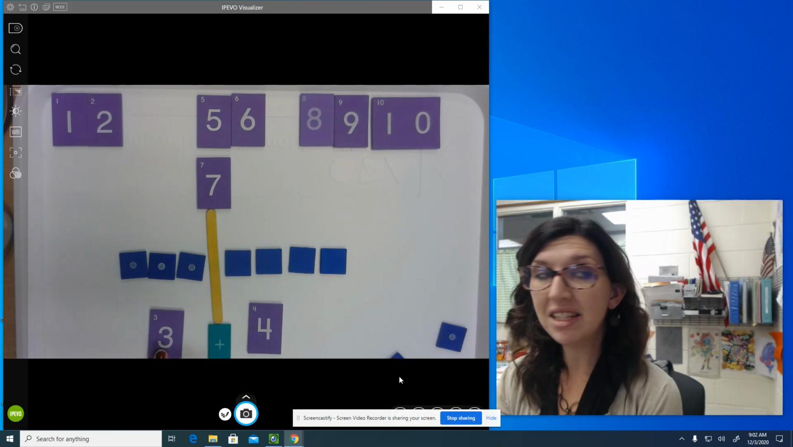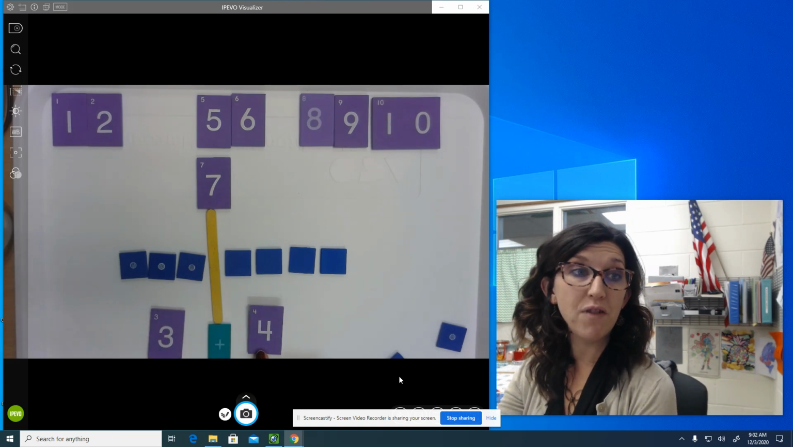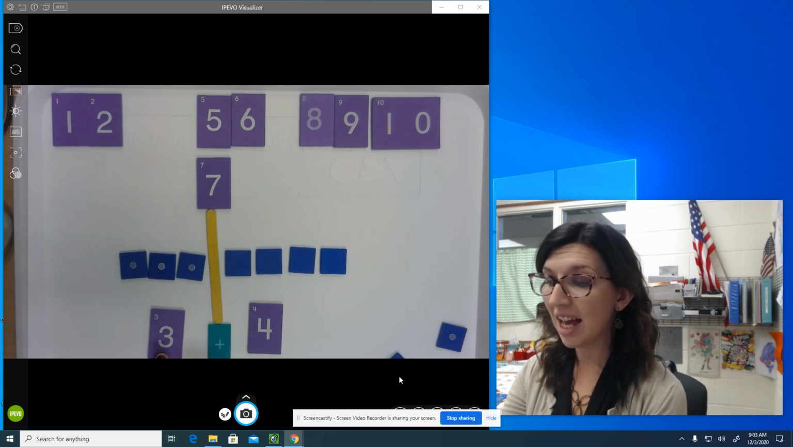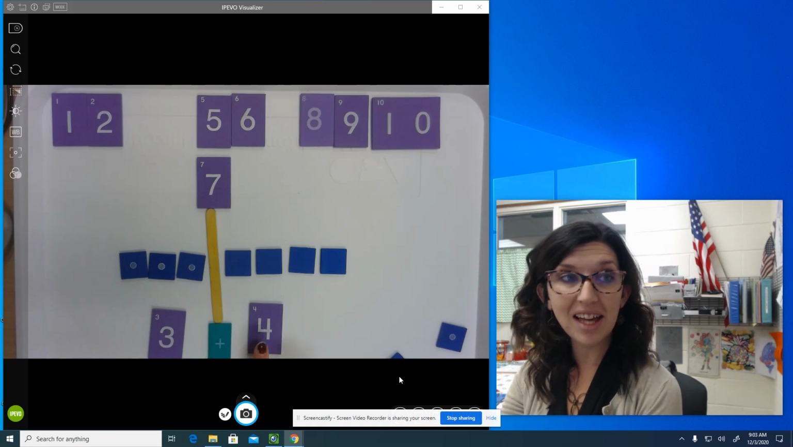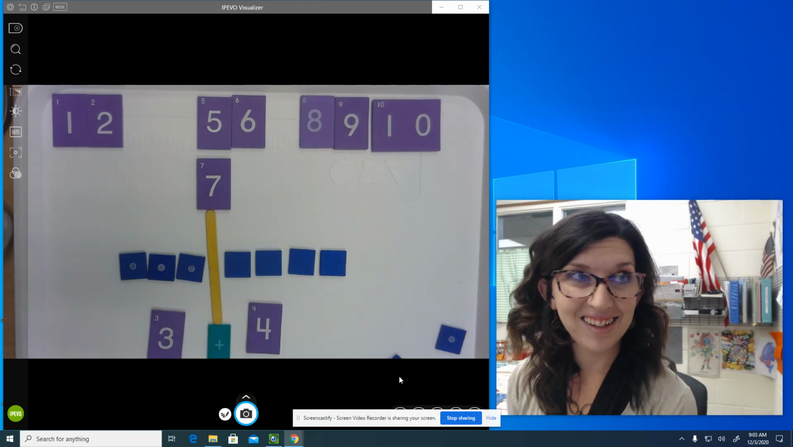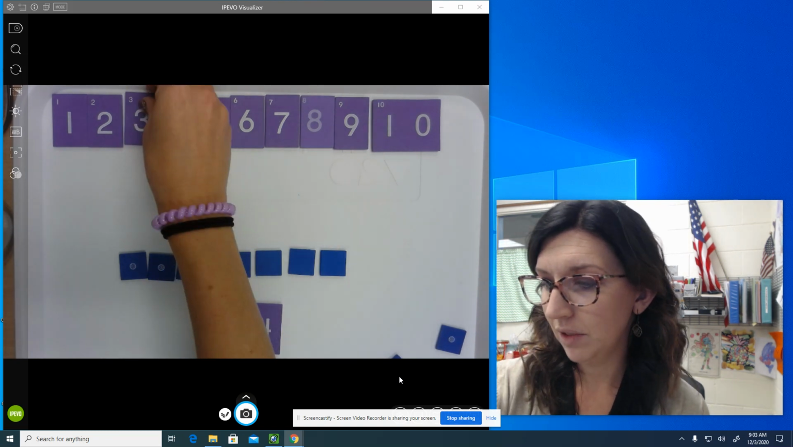All right, kindergarten friends, say the expression with me. 3 plus 4 is the expression. If we say it in an equation, it says 3 plus 4 equals 7. Awesome job. Let's do a new one. Let's do another one.